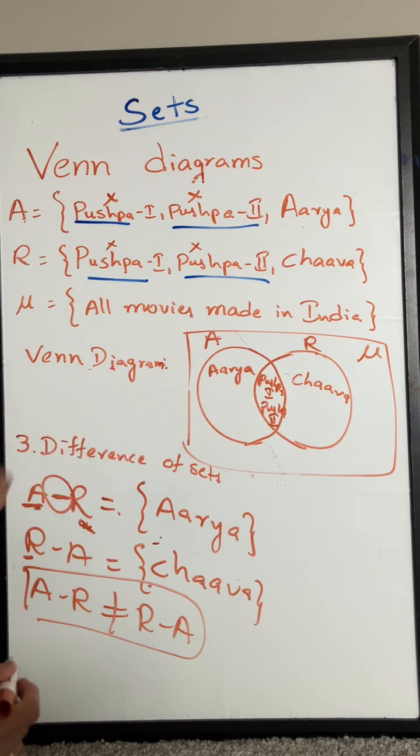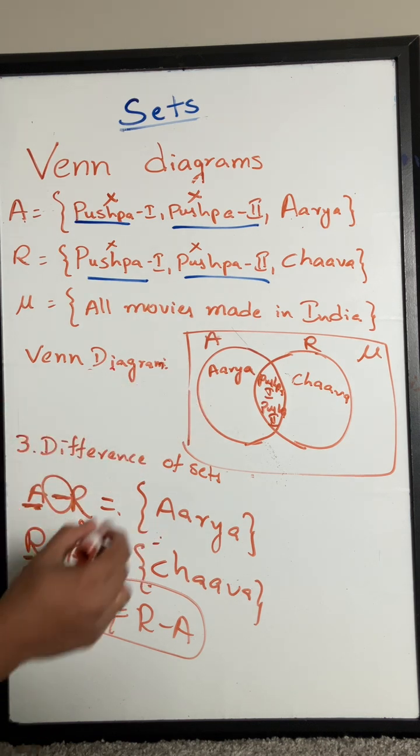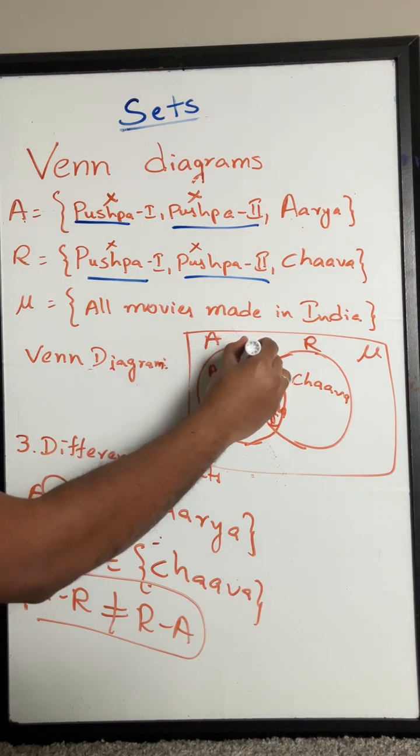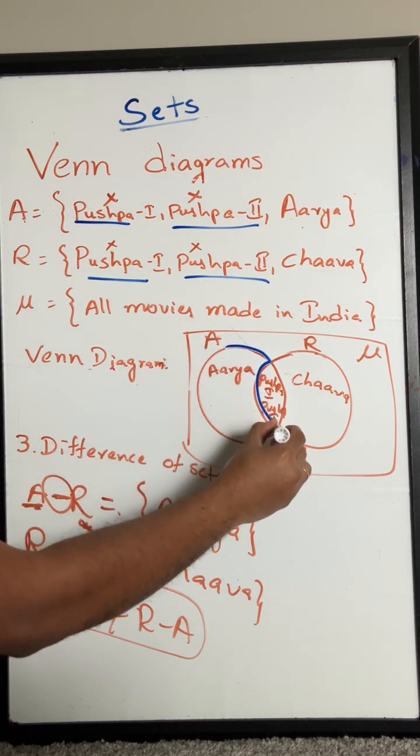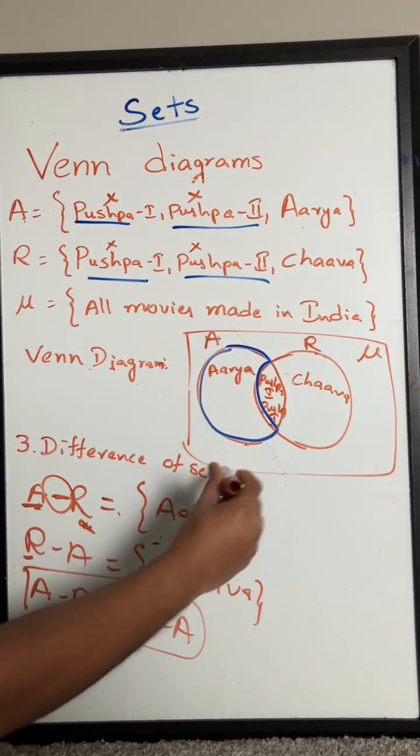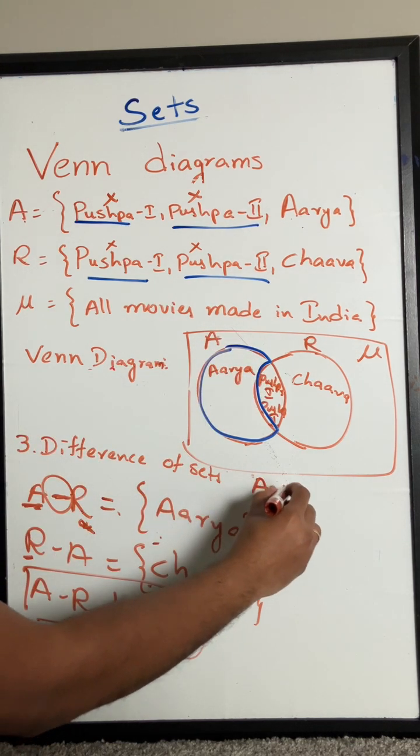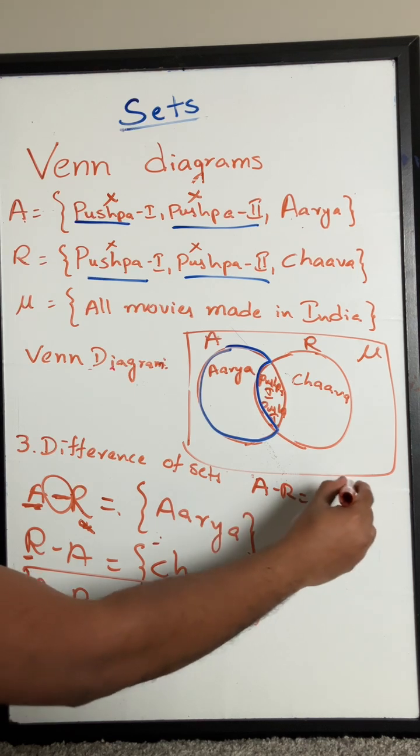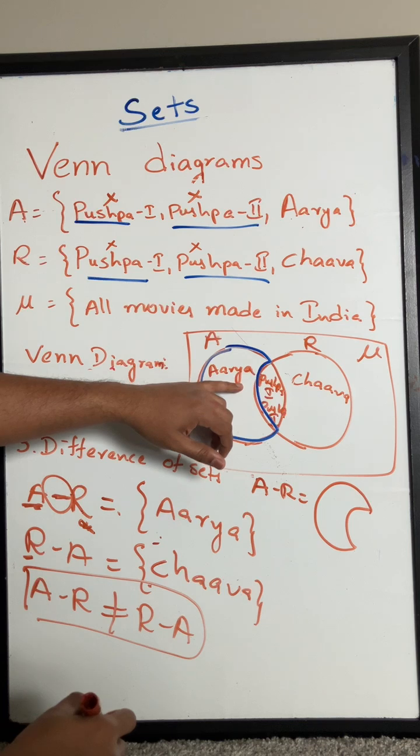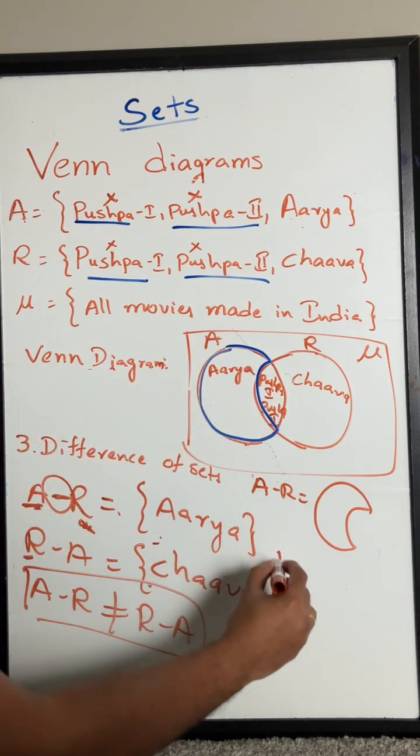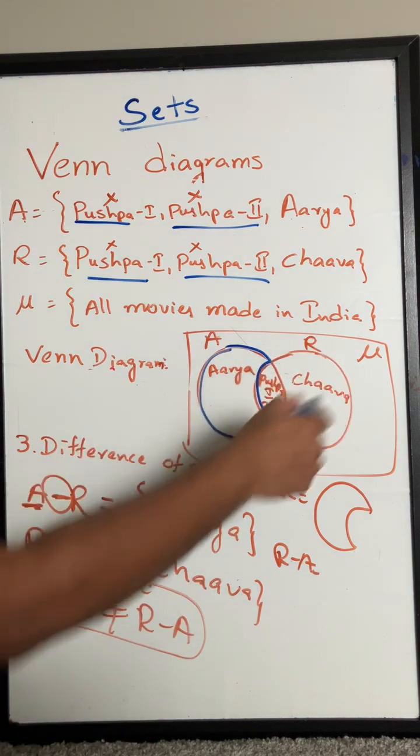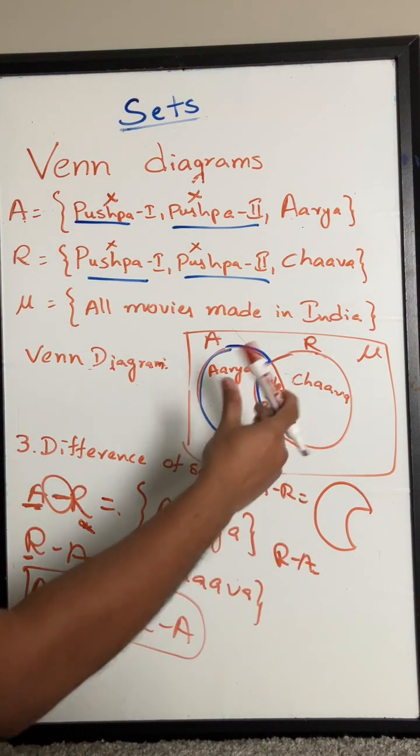How do we represent it in the Venn diagram? Where is Arya? Arya's portion is this one. This is A minus R. So what is the Venn diagram picture for A minus R? It is this one, the blue portion. So what about R minus A? R minus A is the other half. So it is this one.